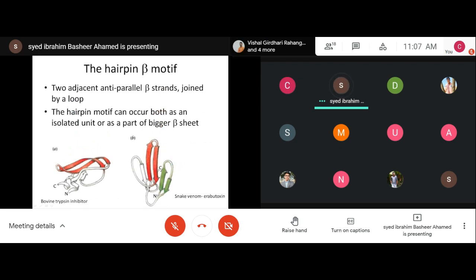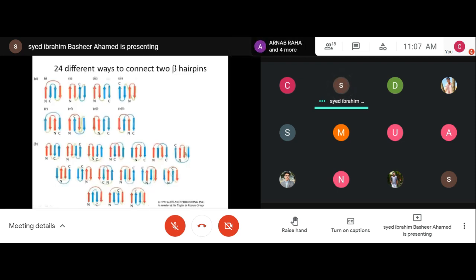So this is the hairpin beta motif. Beta strands, right? Beta sheet, which makes a hairpin kind of structure. Here these beta strands will mostly be anti-parallel. So anti-parallel beta strands connected by a loop.